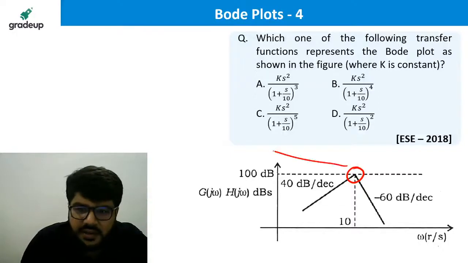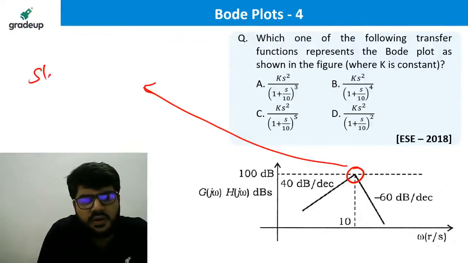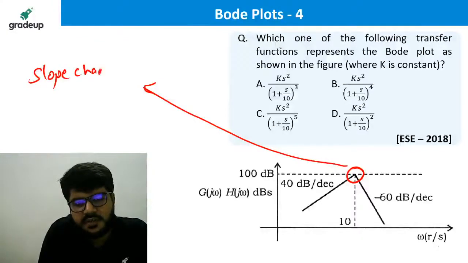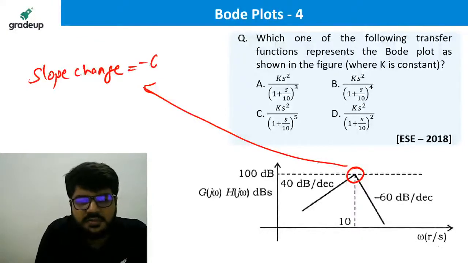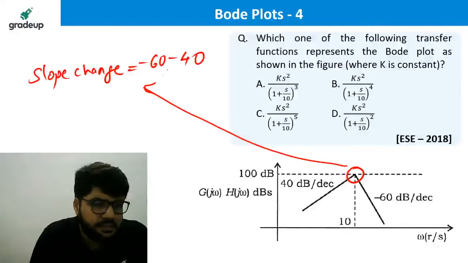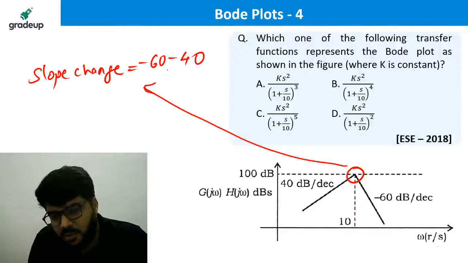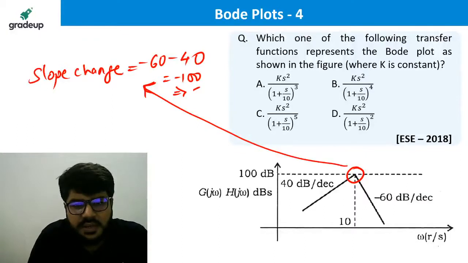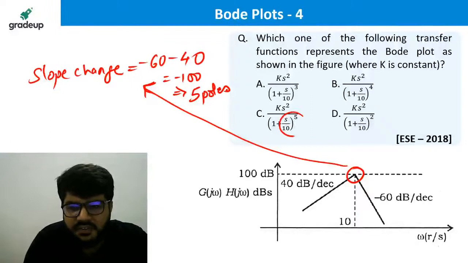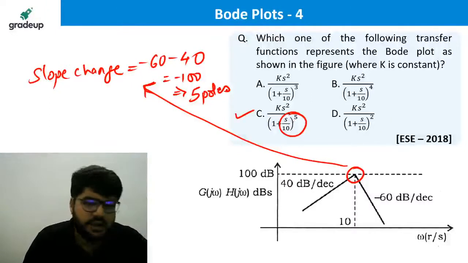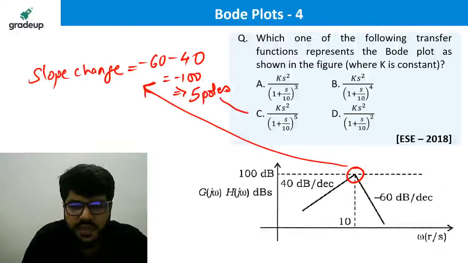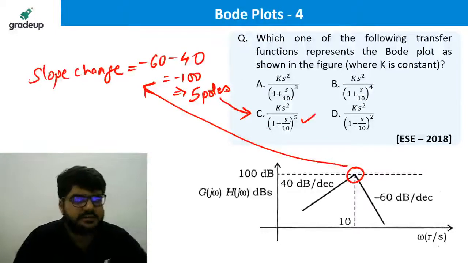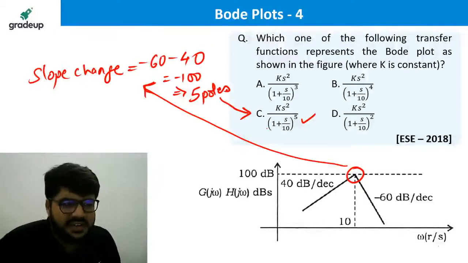See, here, if I talk about what is the slope change? Minus 60, minus 40. Plus 40 was there originally, then now minus 60. So final minus initial, and the slope change is minus 100. That means 5 poles. So 1 plus s by 10 power 5. The key option is C. Option number C. 5 poles will make you mark option number C. Correct. That's it.